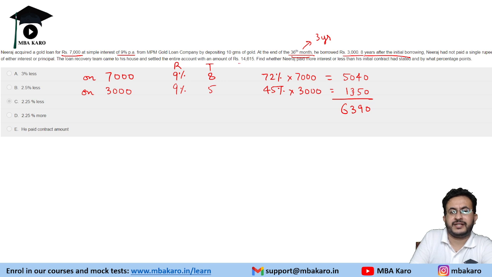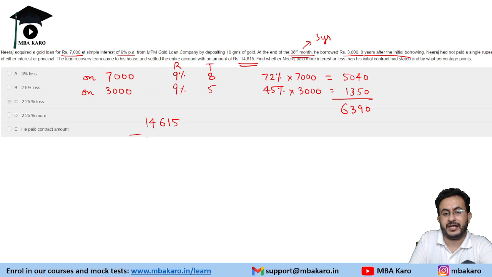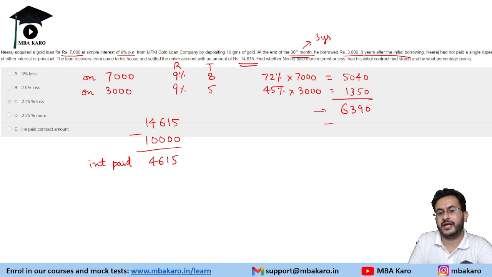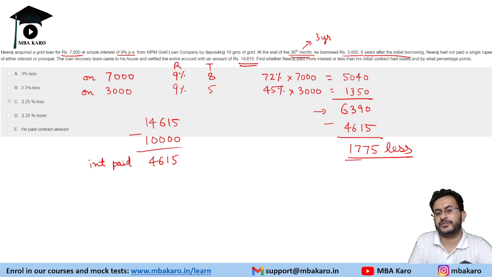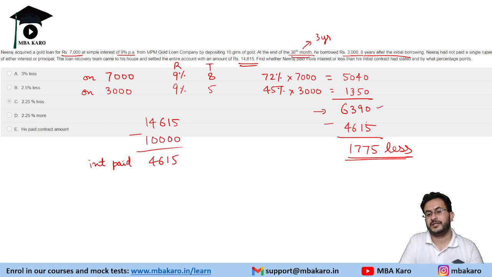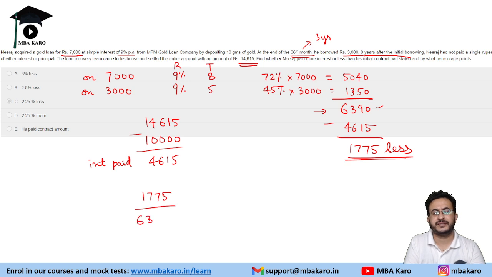Now the bank charges him 14,615, and he had borrowed 10,000 rupees. So how much interest did he pay? 4615. This was the interest he had to pay. So he paid 1,775 less, and the original was 6390. So he paid 1775 less by 6390.